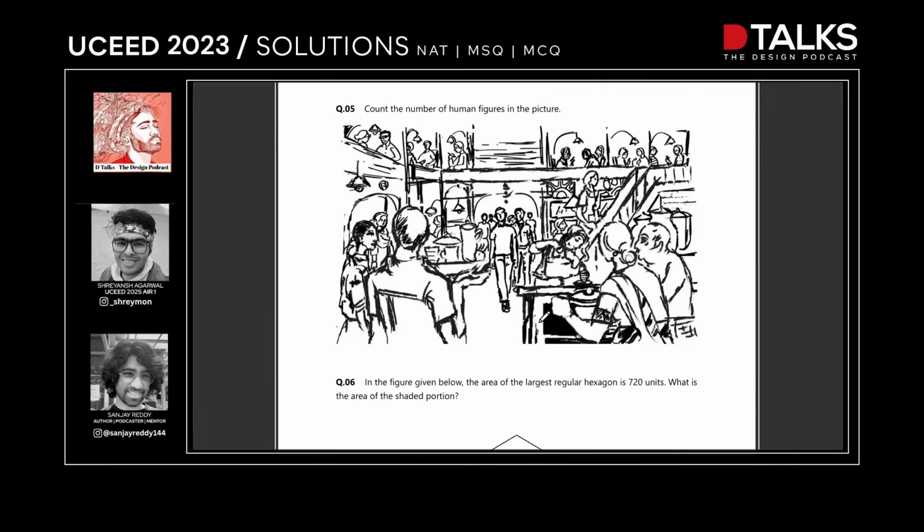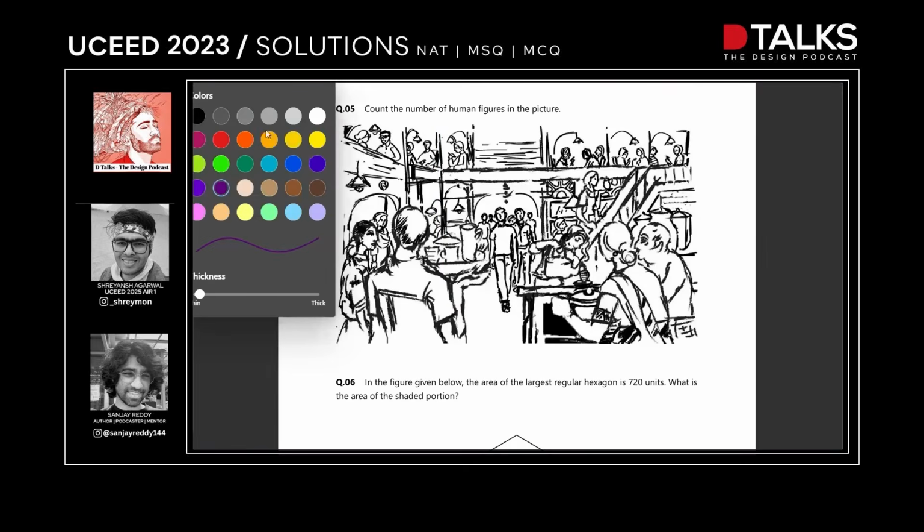Count the number of human figures in the picture. So I've told this in the previous videos too. Just draw a line whenever you're confused. If you draw by hand, this question you probably can solve without needing to draw a line. But if you really think about it, I'll get a nice color.